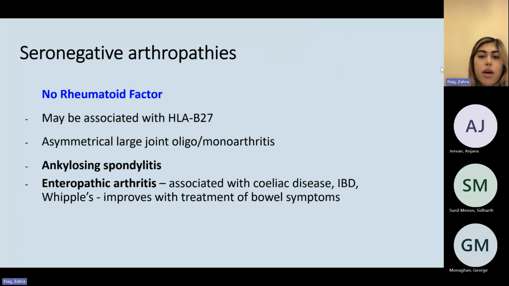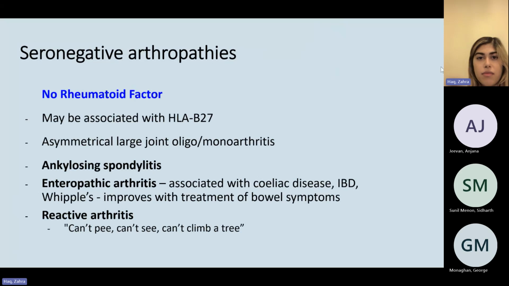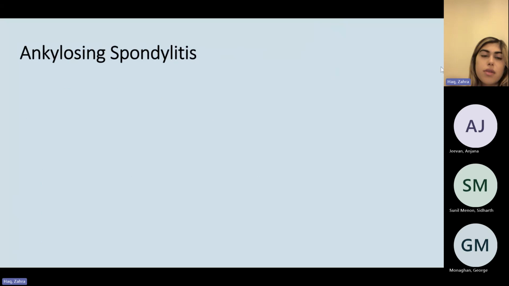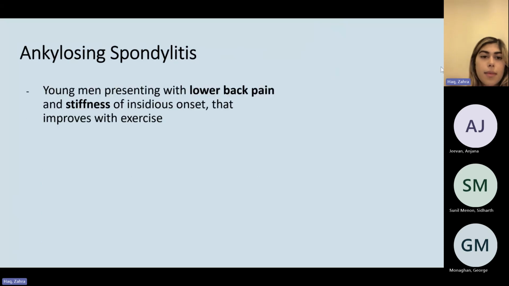We can also get enteropathic arthritis, normally associated with Crohn's disease, celiac disease, and Whipple's disease, and associated with the bowel problems, and it gets better once we start treating the causative problem. Also reactive arthritis. Psoriatic arthritis can present quite similarly to reactive arthritis, but is associated with psoriasis and the characteristic skin plaques. Starting with ankylosing spondylitis, typically seen in young men presenting with lower back pain and stiffness, which gets better with exercise.